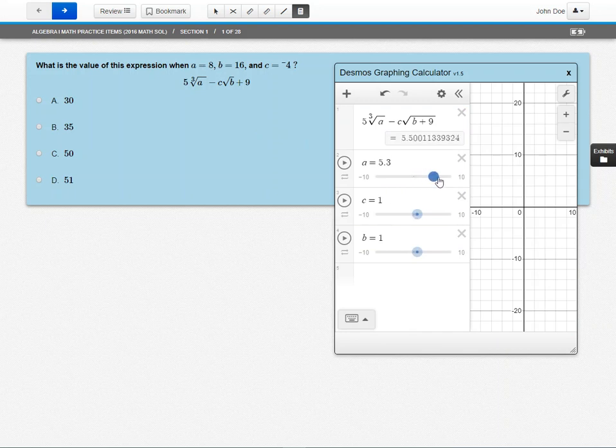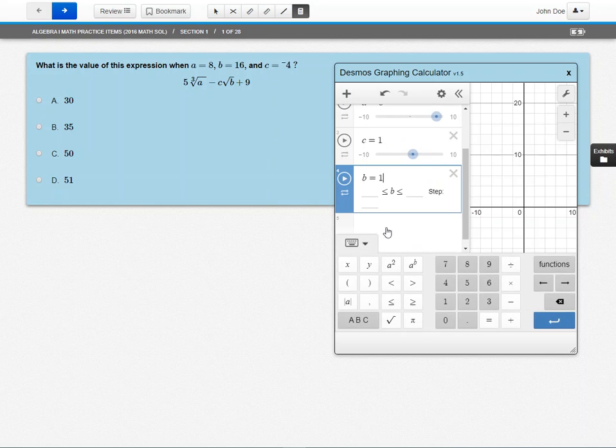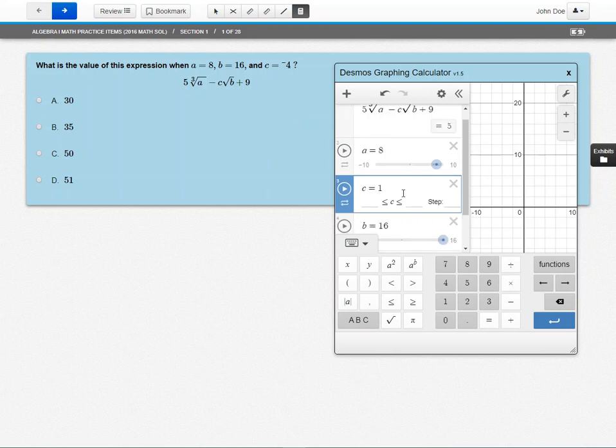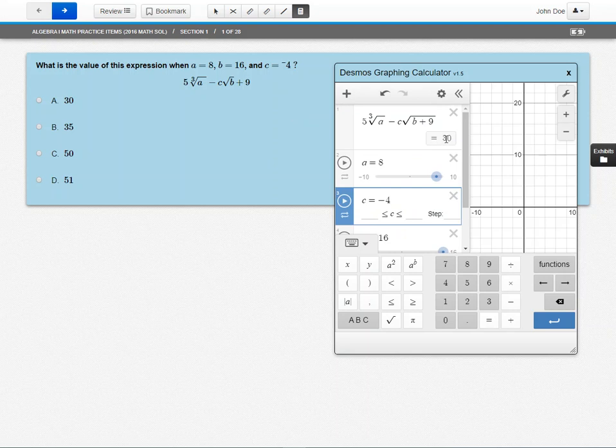It says a equals 8, so I'm going to drag a over to 8. B equals 16. B is down here. It only goes up to tens, but you can click next to this and type in 16. So B is 16, and C is -4. I can type next to C and type in -4. If I go back to where I type my expression, there's my answer, which equals 30.